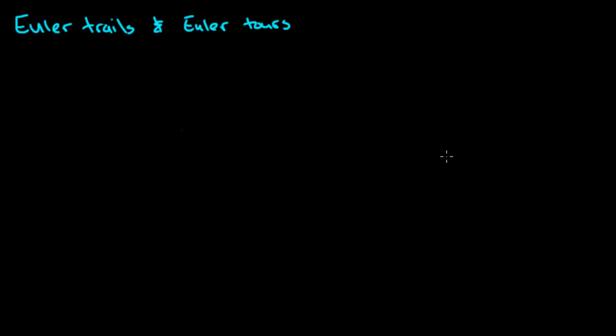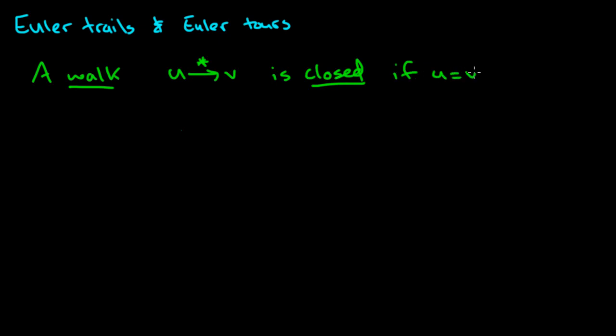We looked at the idea of Euler trails and Euler tours in the video on the bridges of Königsberg. What we want to do now is take a look at this topic in a little bit more precise detail. So first of all, we should remember that a walk is called closed if it starts and ends in the same place. So a walk that goes from U to V of some length is closed if U equals V. So you start and end at the same vertex.